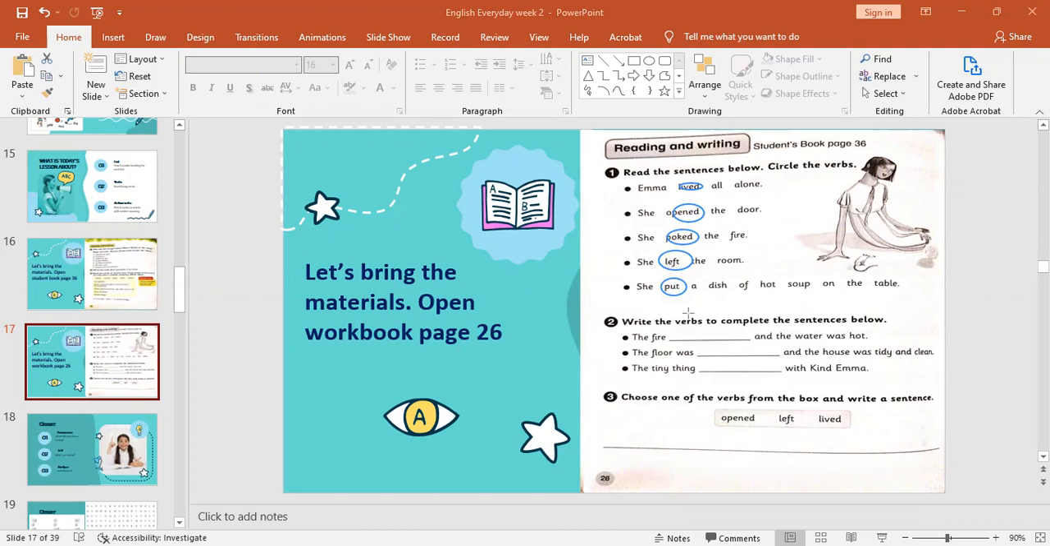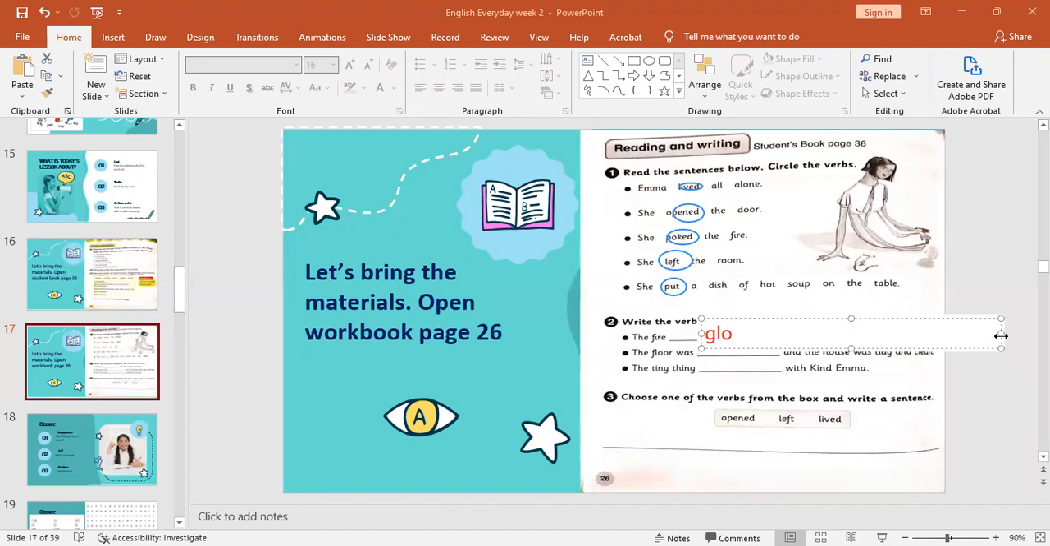Now, number two says, write the verbs to complete the sentences below. Okay, we're going to write, the fire under water was hot. The fire did what? The fire glowed, right? What happened to the fire? The fire glowed. Because it has to shine brightly, right? The fire glowed.